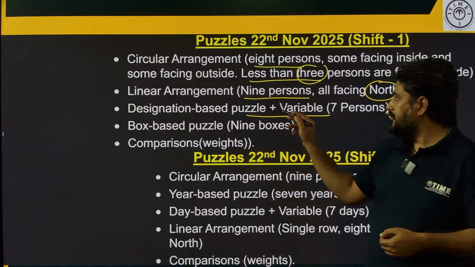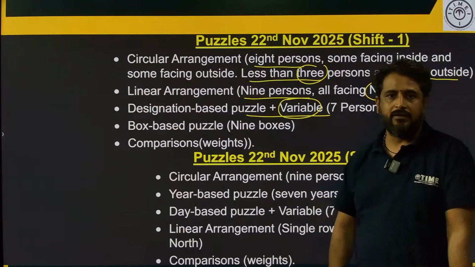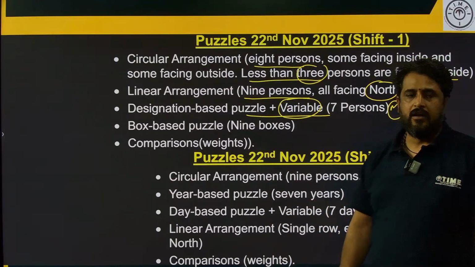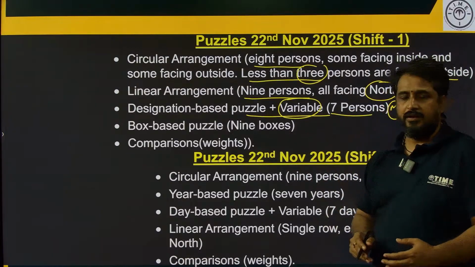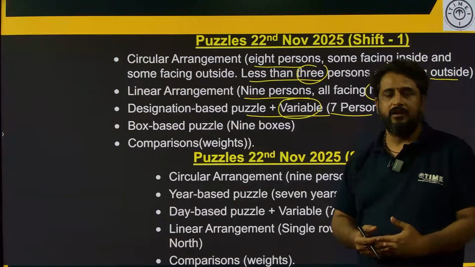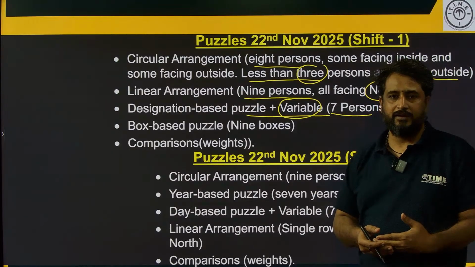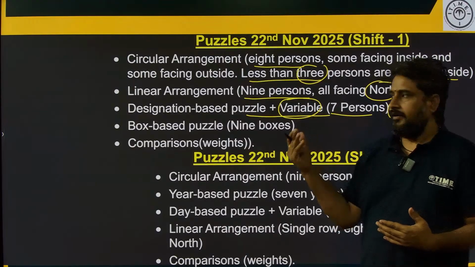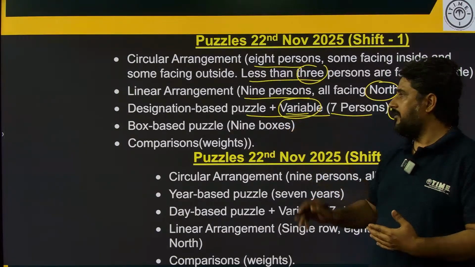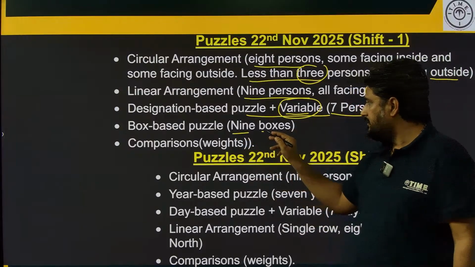Okay, so a designation puzzle along with variables is given. I hope you are aware of that. What is a designation based puzzle? You will be given some designations, like we have given 7 persons A, B, C, D, F, G who are working as a chairman, a general manager, chief manager, senior manager, a manager, assistant manager, clerk, and one more variable is also given. It's slightly higher level, and this is a standard one.